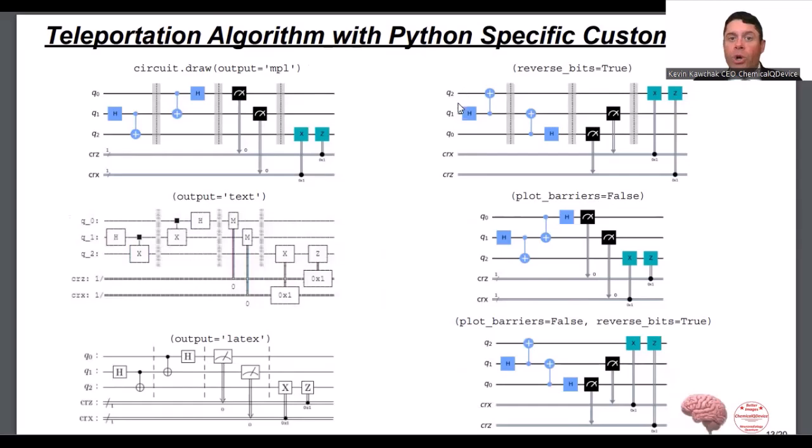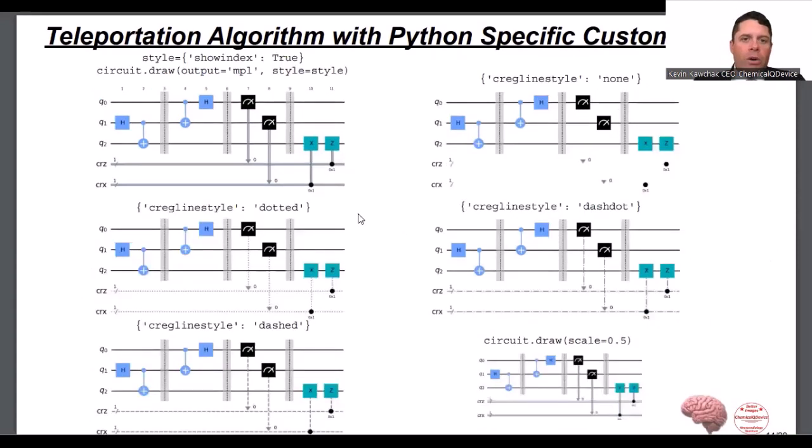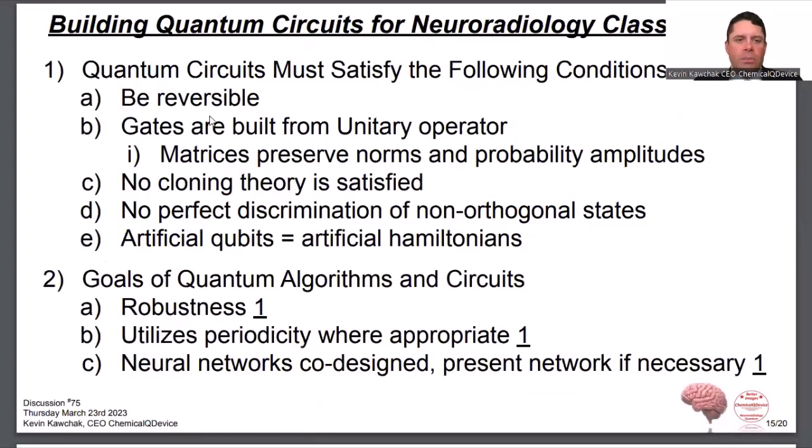So instead of going Q0, 1, 2, some circuits have to be built a certain way. So it just depends on the circuit and what's published. Sometimes they give you very little information about the circuit as far as trying to reconstruct it and quote their references. And then here we go. So here's a bunch of the different options, say for instance, this is the show index. So you've got the 1, 2, 3s, C-reg styles, dotted, dash, none, dash dot, and then a scale 0.5. So I think it's up to your imagination.